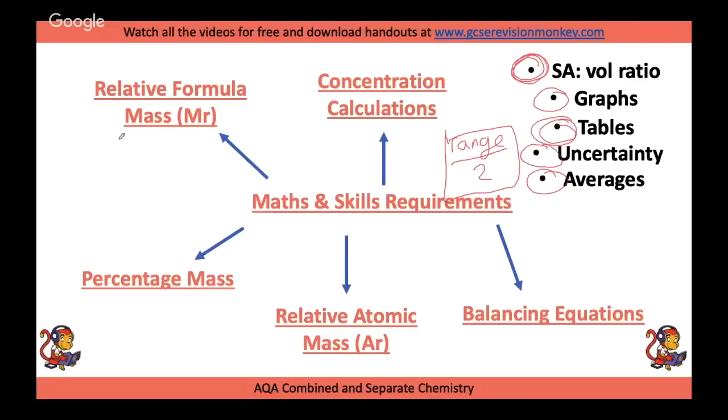Now, for the chemistry exam, 20% of it is going to be maths. So it could be things like averages, uncertainty, doing some graph skills, but it could also be part of chapter 3, which is all about quantitative chemistry. So relative formula mass, concentration calculations, etc. So we'll go through a few of these bits just now.